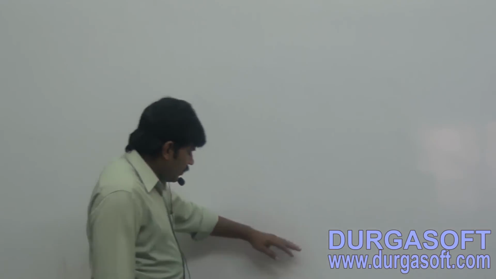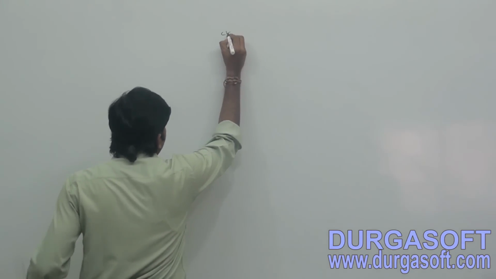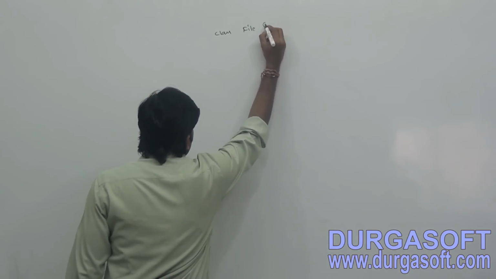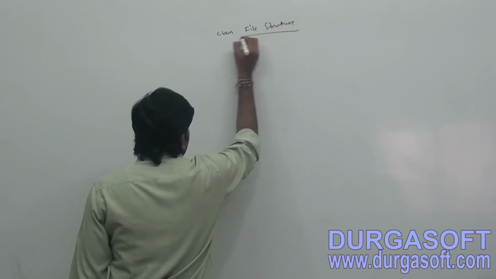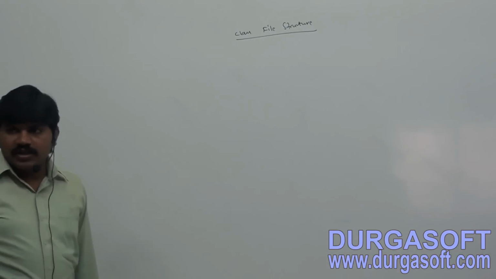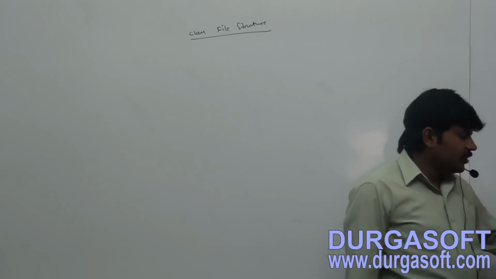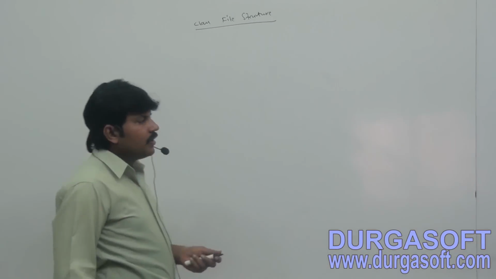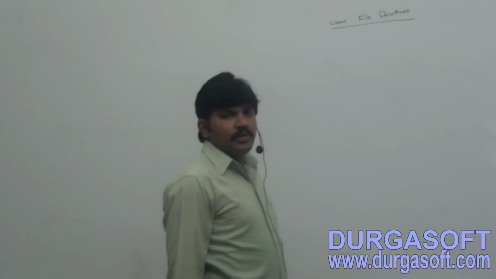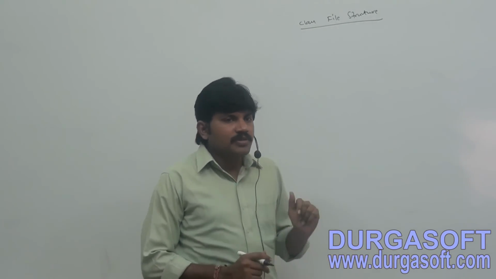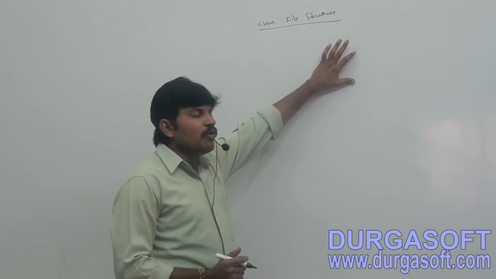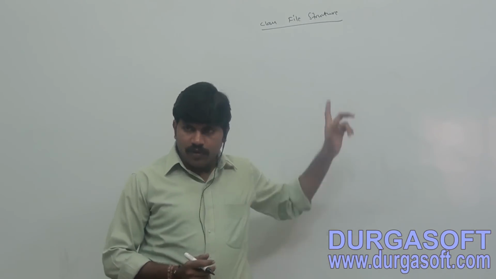Okay, so now the next topic I have to explain is the subheading class file structure. Sir, what is class file structure? If we open a dot class file, what are the various important components inside a class file? This is what my JVM is going to store from the dot class file.